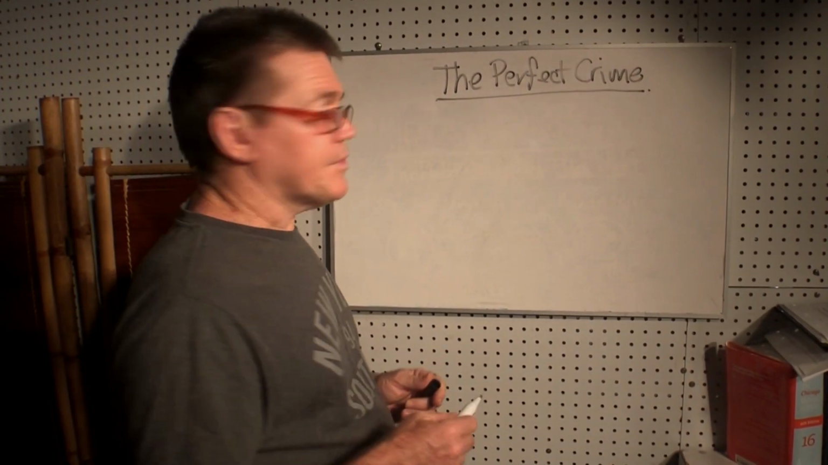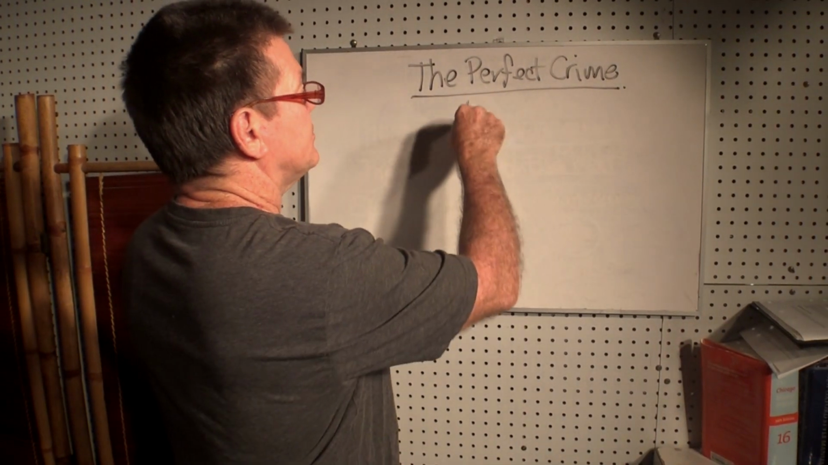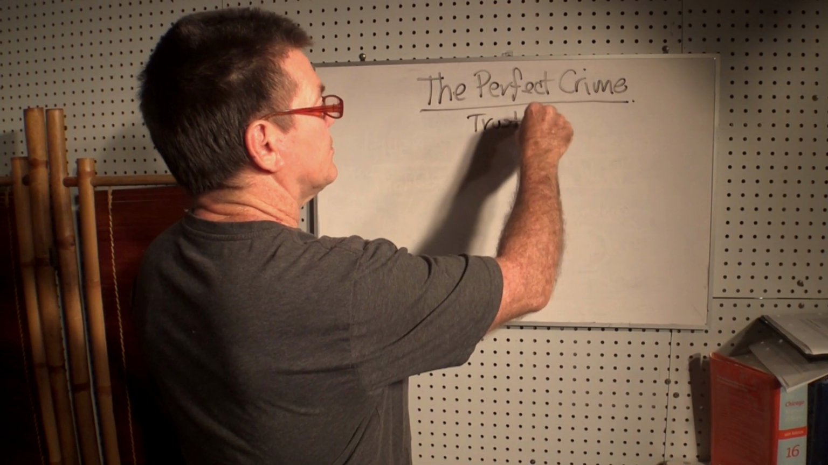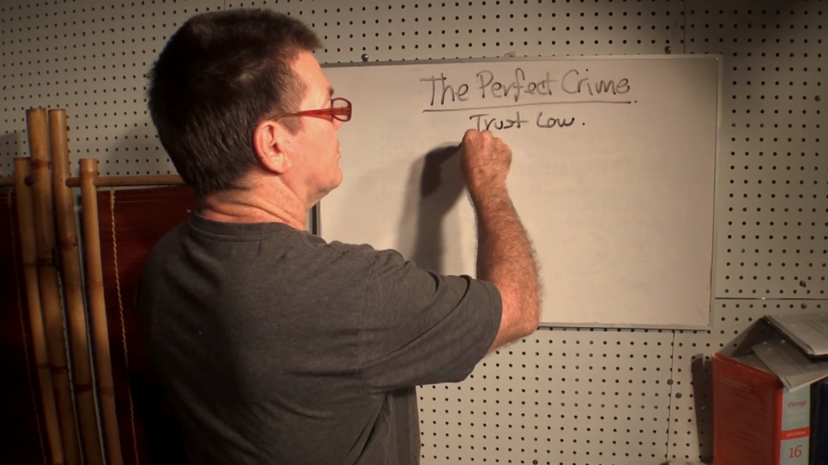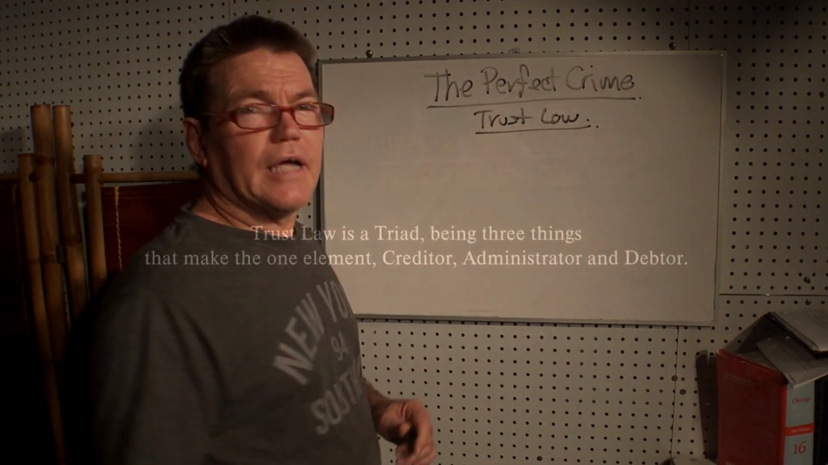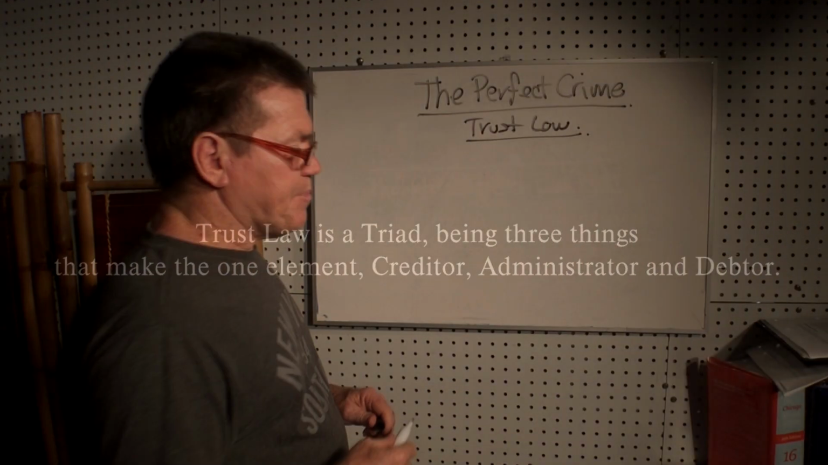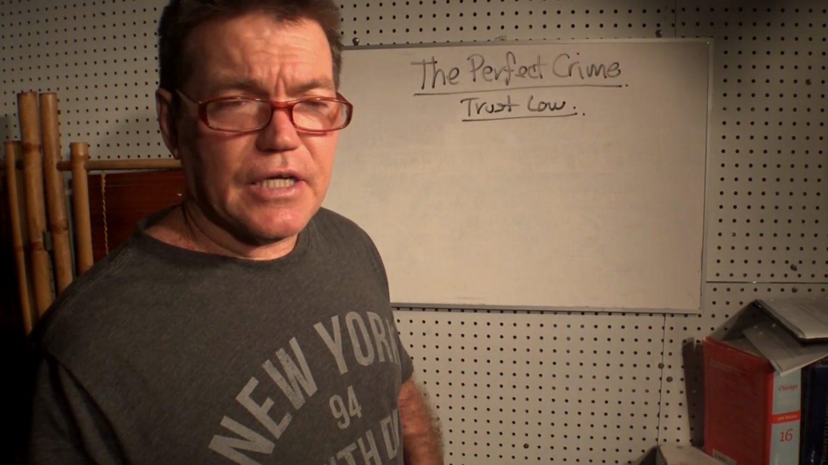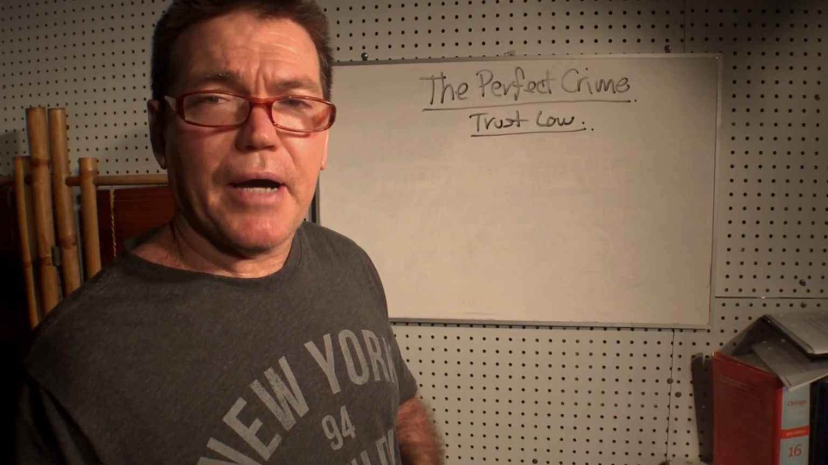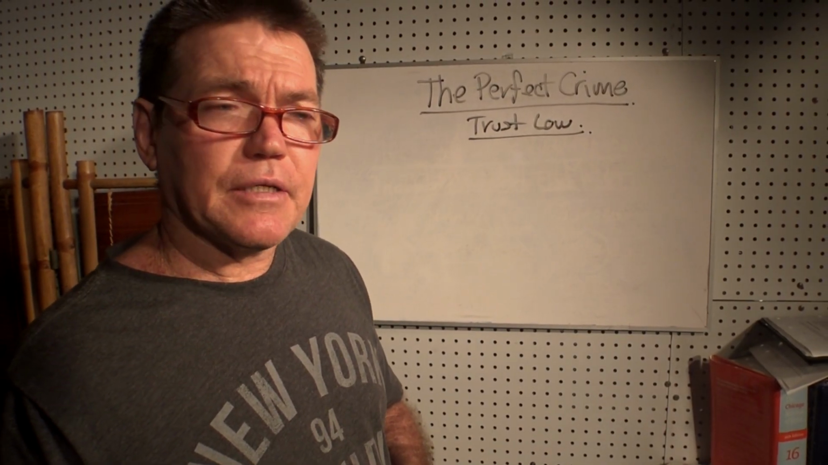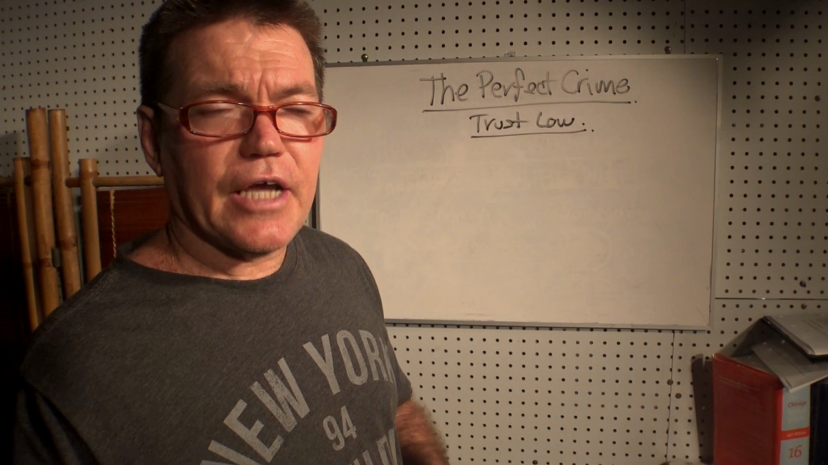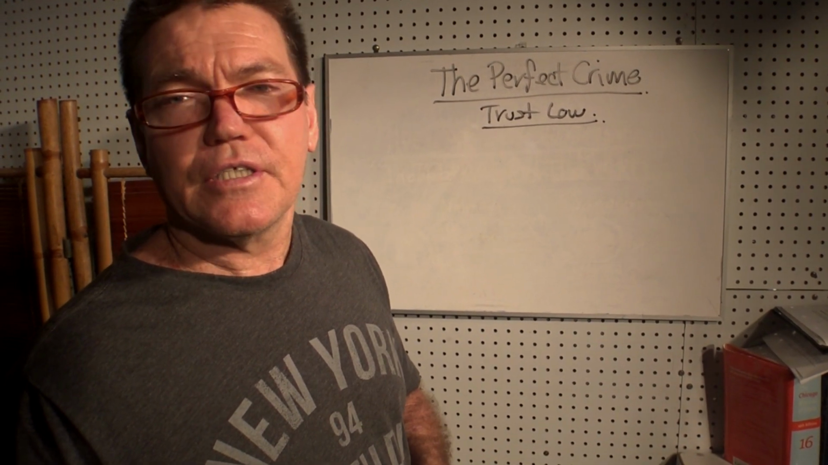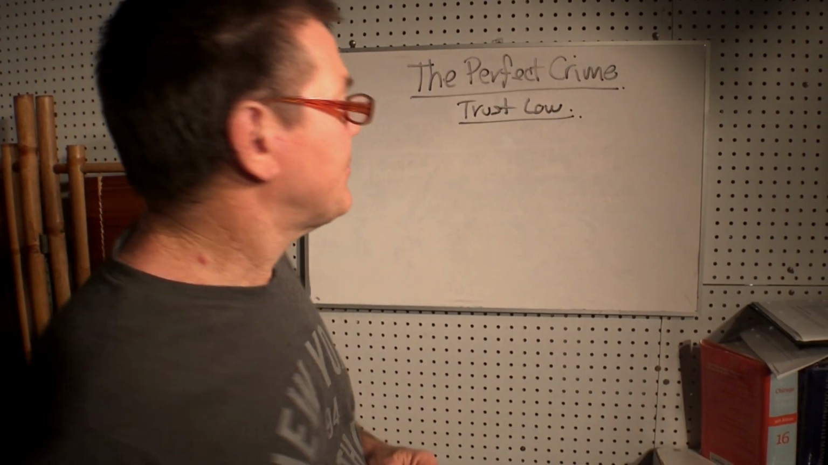Now, trust law has three elements, and it's usually used in private contracts, and it's a very powerful system, because if there's a contract established between two parties, a third party is present, and it acts as a go-between, but also acts like a witness to the agreement that was made.